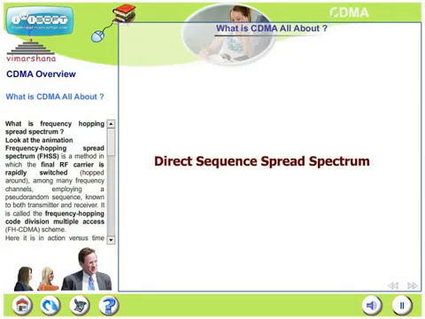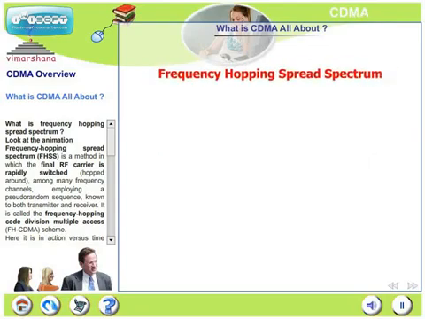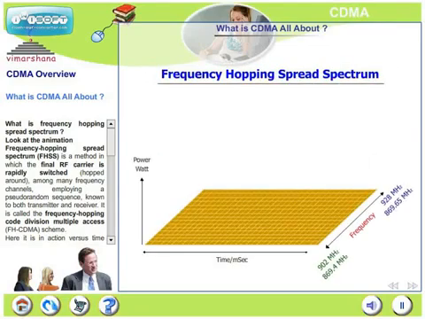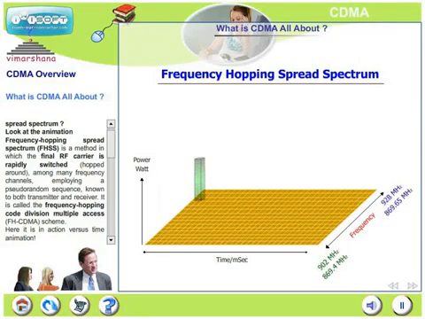We have seen direct sequence spread spectrum. Now let us look at frequency hopping spread spectrum. What is this? Just look at the animation. Frequency hopping spread spectrum is a method in which the final RF carrier is rapidly switched or hopped around among many frequency channels, employing a pseudo-random sequence known to both transmitter and receiver. This is frequency hopping code division multiple access scheme. Please look at the animation.